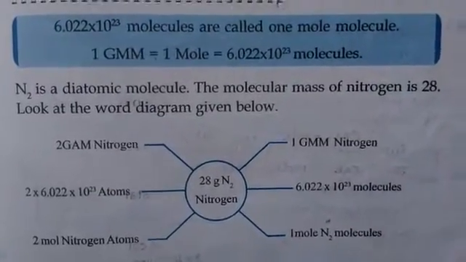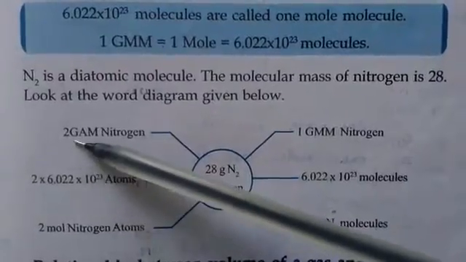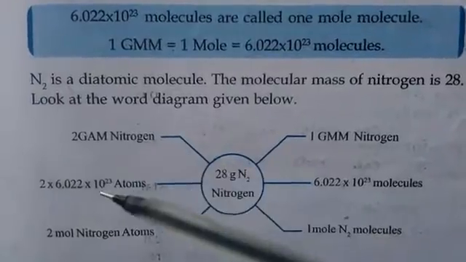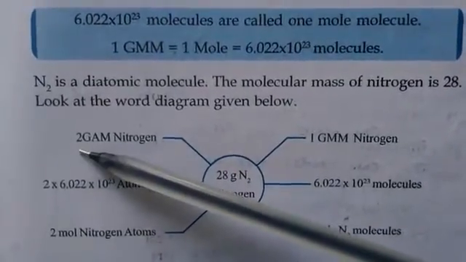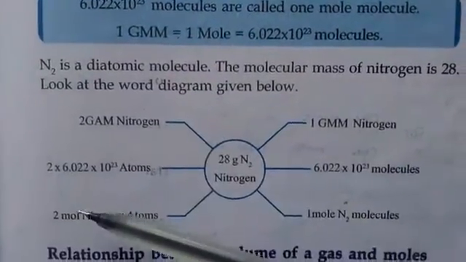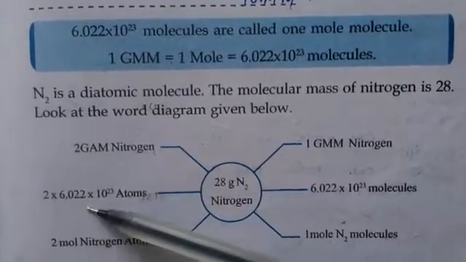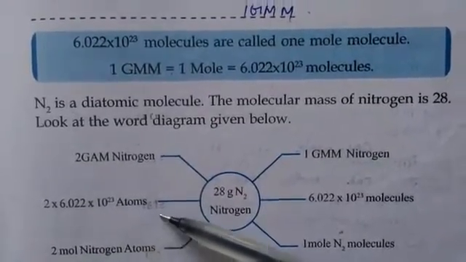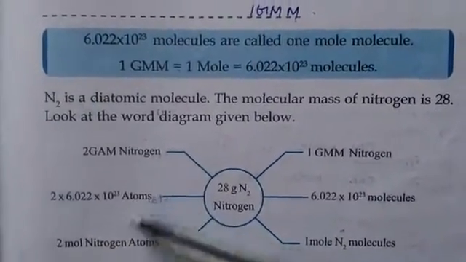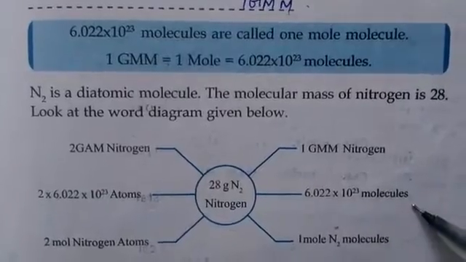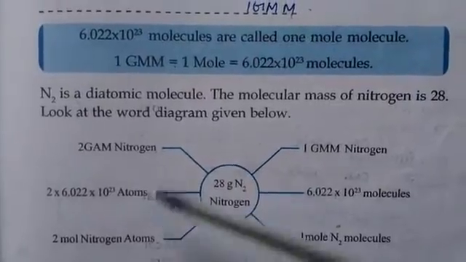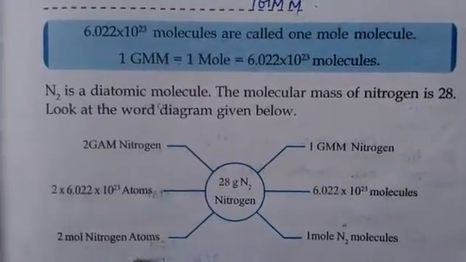Then it is equal to 2 GAM of nitrogen. GAM means gram atomic mass. While expressing in gram atomic mass, it is 28, so it is 2 GAM. Which is same as 2 into 6.022 into 10 raised to 23 atoms. In the case of atoms, it is 2 into Na. In the case of molecules, it is Na only. See the difference. Then 2 mole nitrogen atoms. We are expressing in atoms this way.